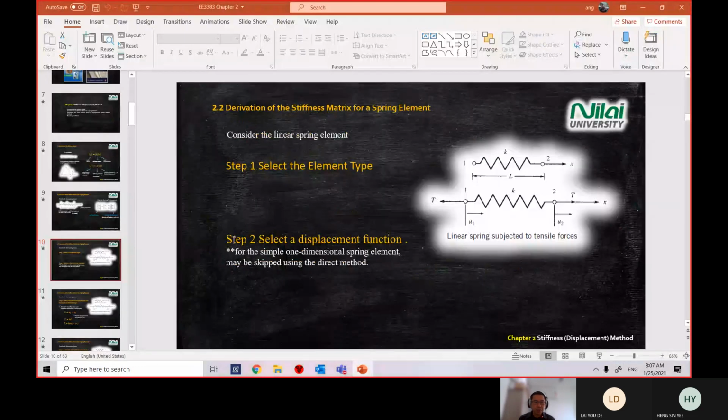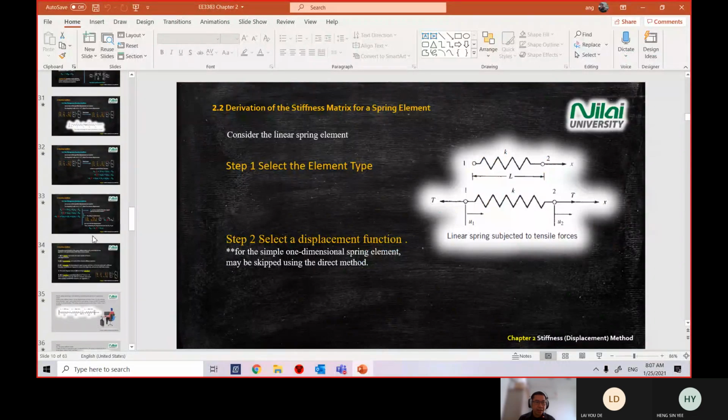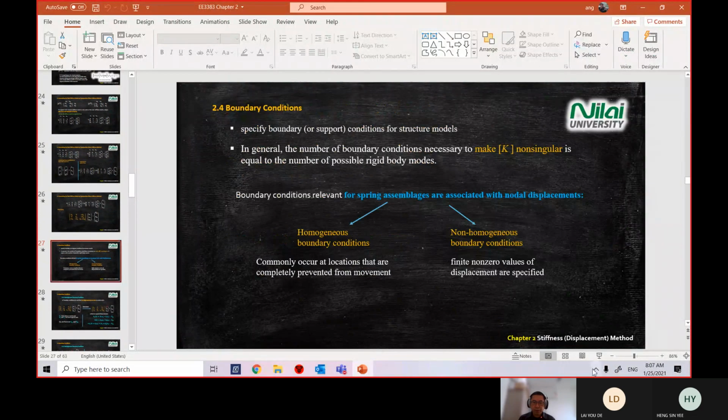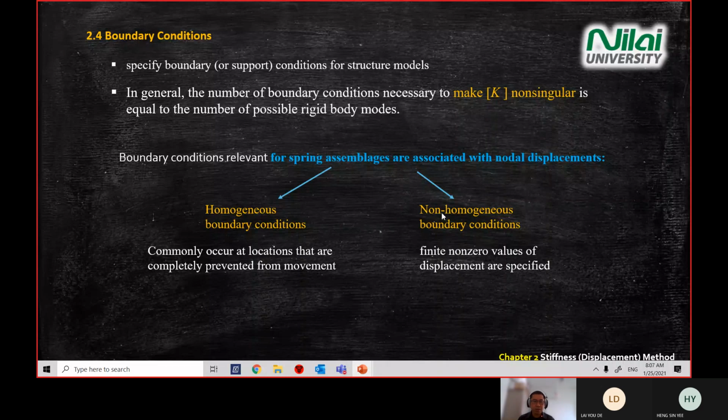Okay, so last lecture we went through a few examples and a few important concepts. Homogeneous boundary condition: we have two types of boundary condition, one is homogeneous, one is non-homogeneous. Homogeneous means that there is no displacement, there is no movement. For example, your spring or your structure is inside a wall, so at that particular point it cannot move. Non-homogeneous means there is a movement, there is a displacement value for that one.